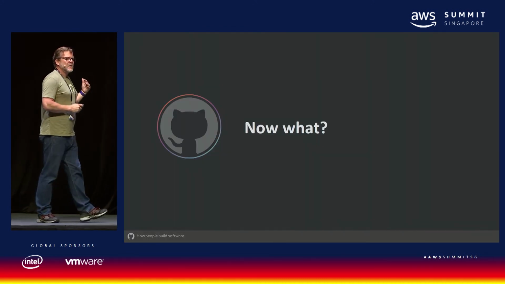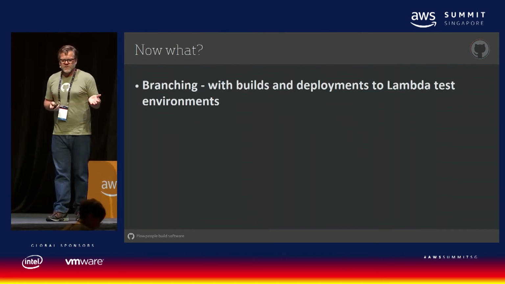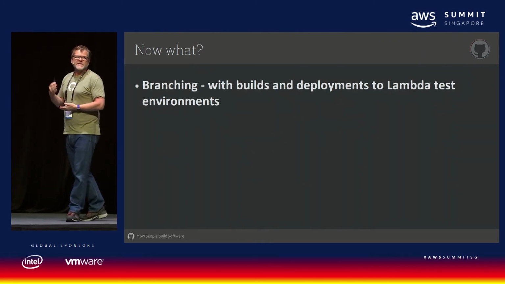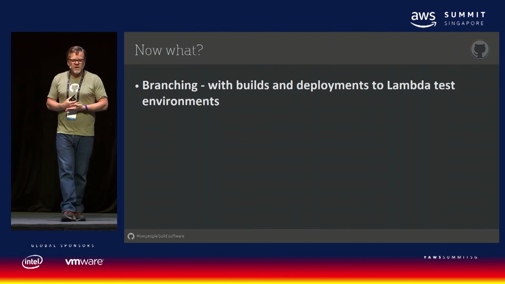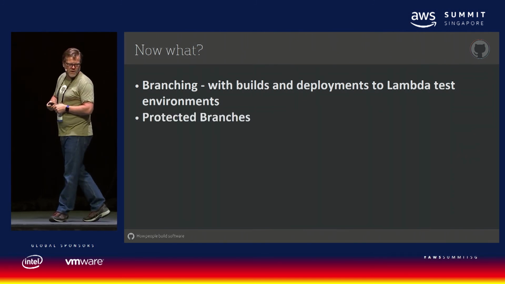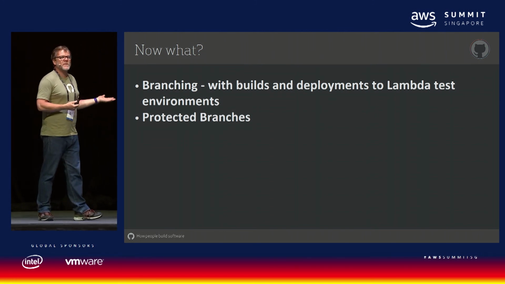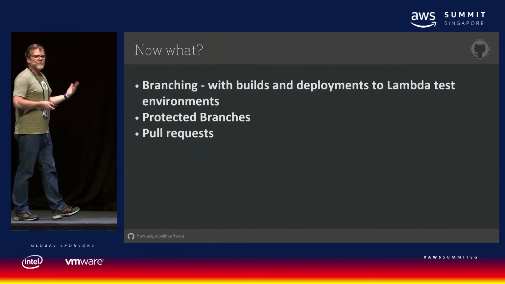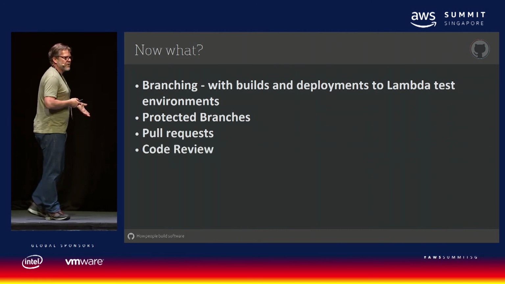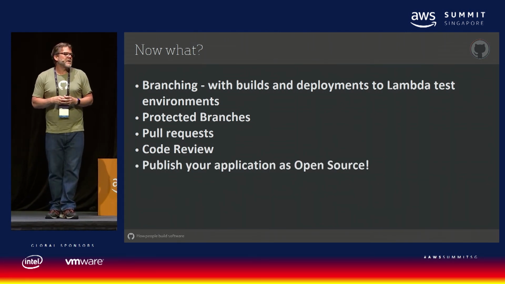So now what? Now that you have your code sitting in GitHub, you can do the usual things that you do as developers. You can branch, so you can do things like testing different infrastructure environments. You can deploy to Lambda test environments to make sure your code works the way you want it to. You can do things like protected branches to make sure people can't merge code into your master branch until you've gone through a pull request process, a code review process, and all those other things that people love to do on GitHub. You can publish that application as open source.